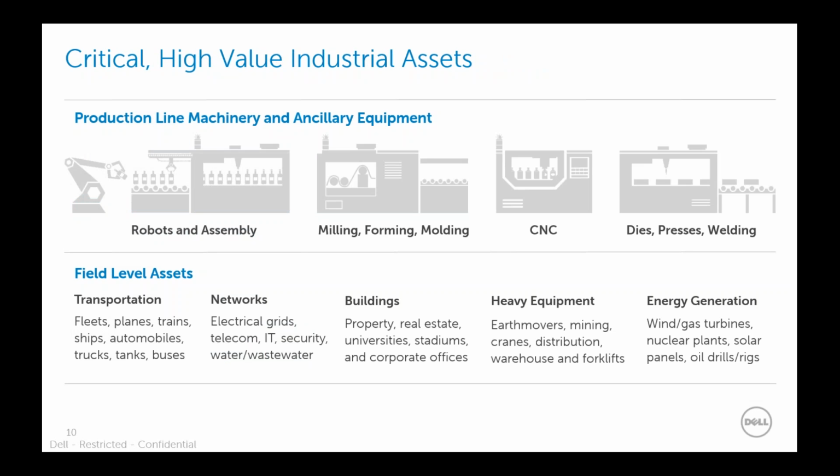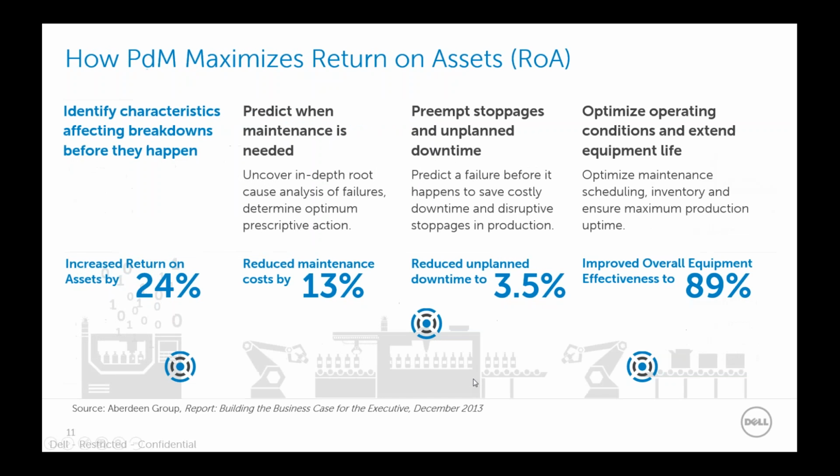So this is just a high-level overview of the assets that you want to look at. In manufacturing, we're very concerned about our robots and our assembly systems, our milling or machine forming or CNCs, press, die, welding machines, all of those types of assets. We want to make sure that we have the capability to have visibility in there. But in a predictive maintenance application, it's not just limited to manufacturing. It can be in planes and trains and automobiles or buildings, heavy equipment, energy solutions, wind turbines.